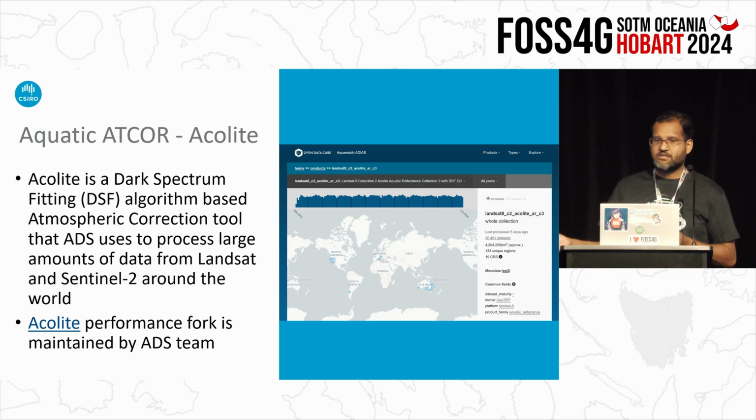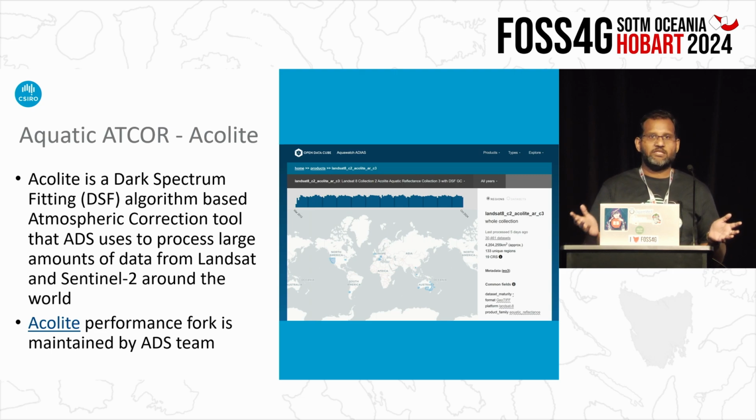We have implemented Acolyte, which has a dark spectrum fitting algorithm that looks at the lowest response. If you use a tool like DxO Optics for calibrating your cameras, you take a picture with the lens closed and see what the sensor has. Then you can calibrate your camera's response based on that.